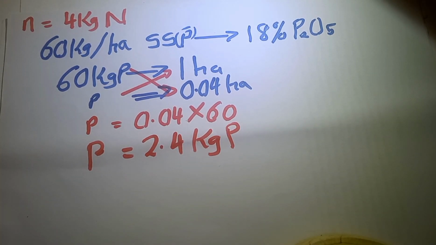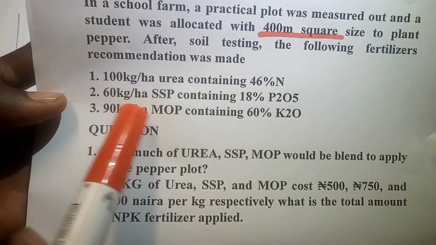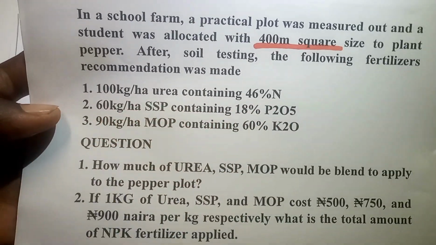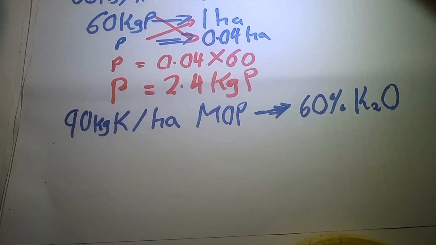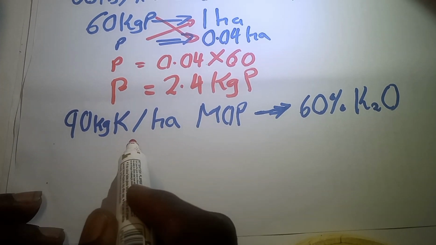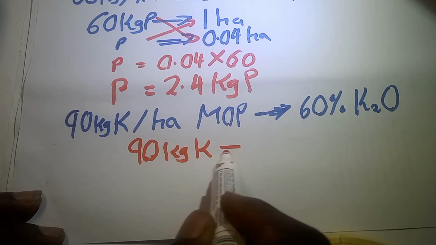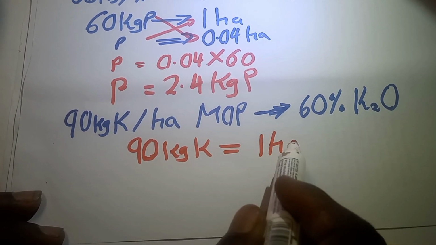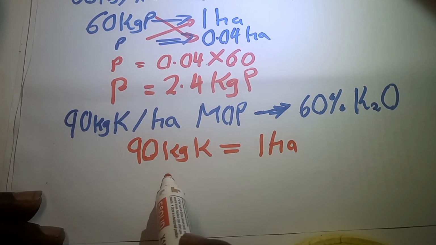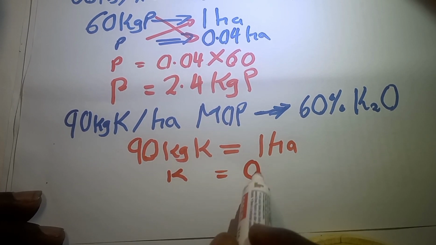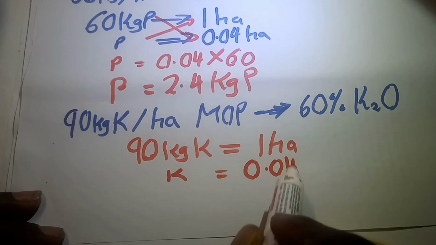So we want to get for potassium now. I'm going to be having 90 kilogram per hectare. I'm going to write this out also. So I'm going to be having 90 kilogram of K used in 1 hectare of the farmland. And let me represent the amount of kilogram of K that will be used in 0.04 hectare as K, 0.04 hectare.